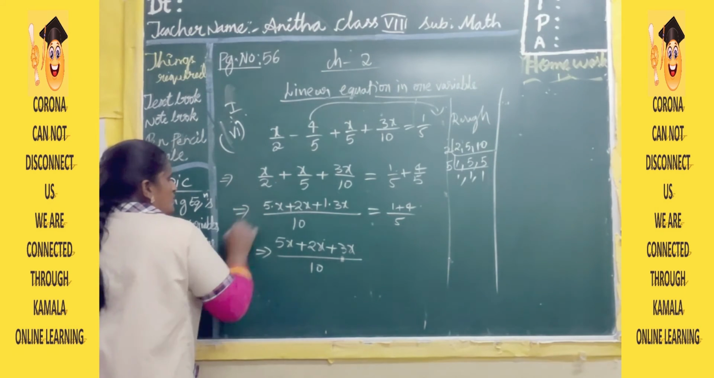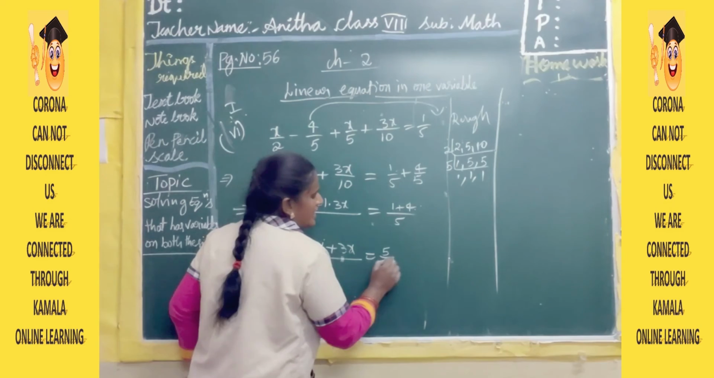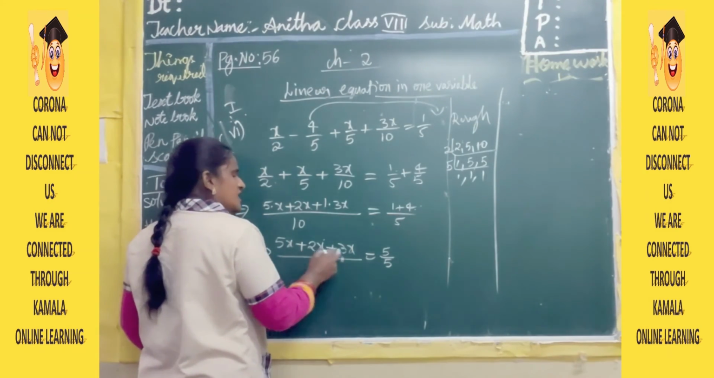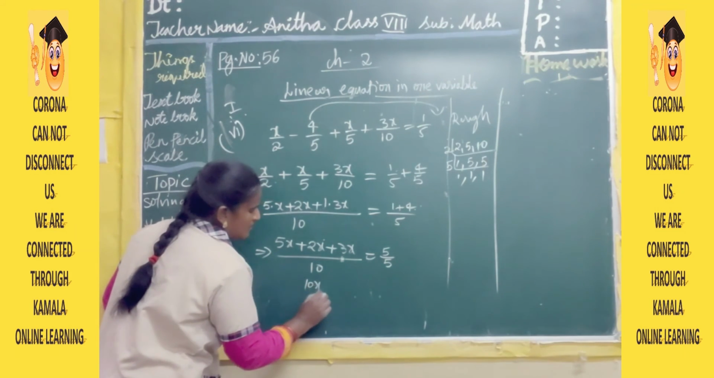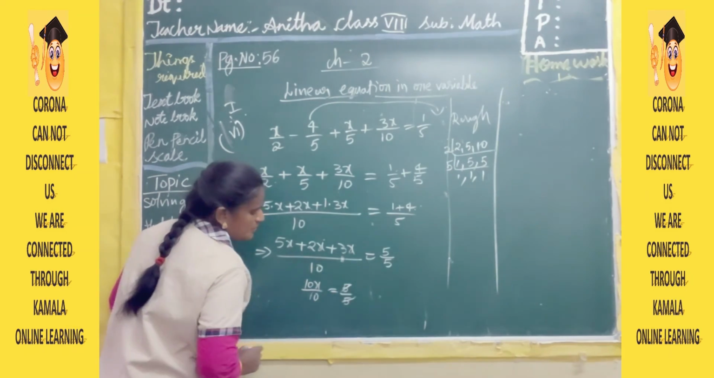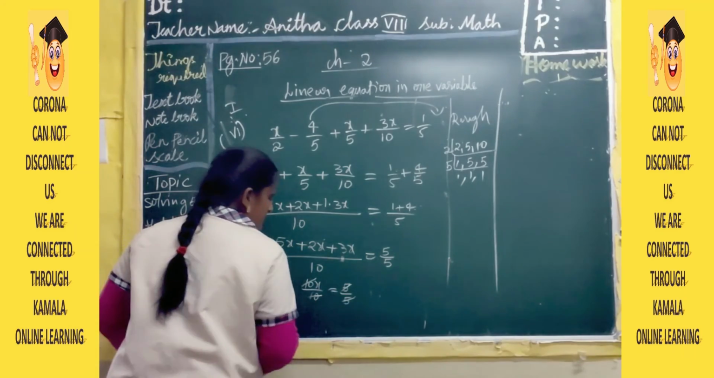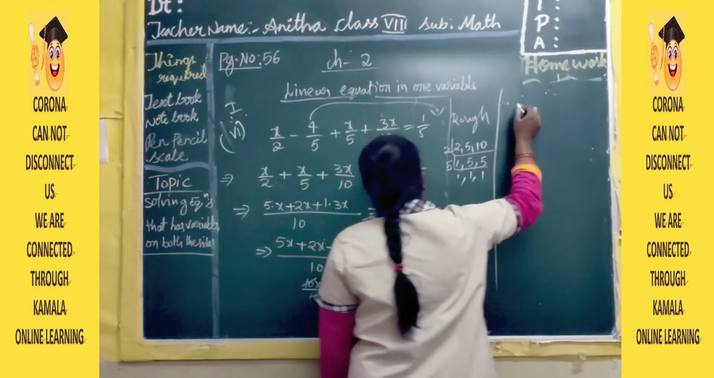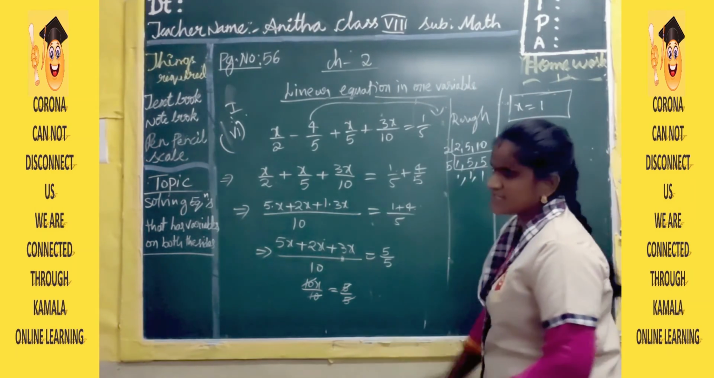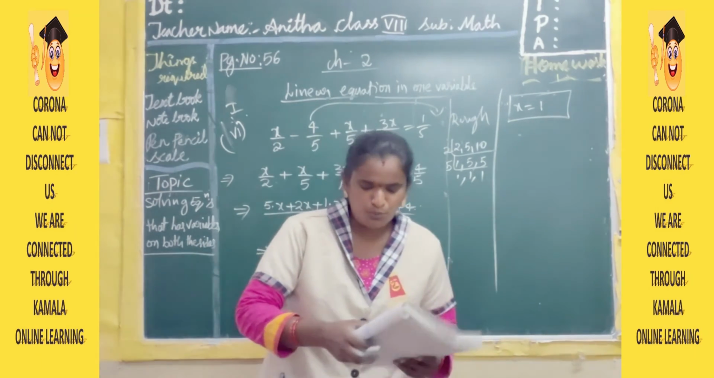Okay children, understood what I am saying? Is equal to 1 plus 4, 5 by 5. So 5x plus 2x, 7x. 7x plus 3x, 10x by 10 is equal to 5 by 5. These both will cancel. So here also 10 gets cancelled. Children, what are the left values? x is equal to 1. Our answer is x is equal to 1. Understood? Got my point, children, everyone? x is equal to 1.